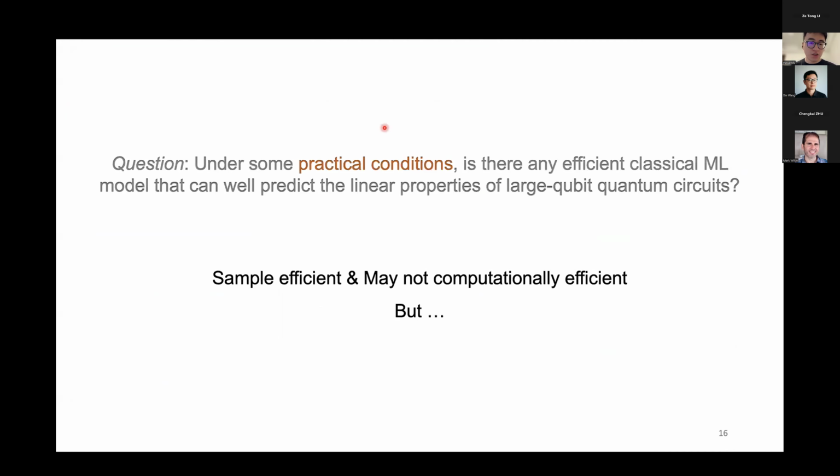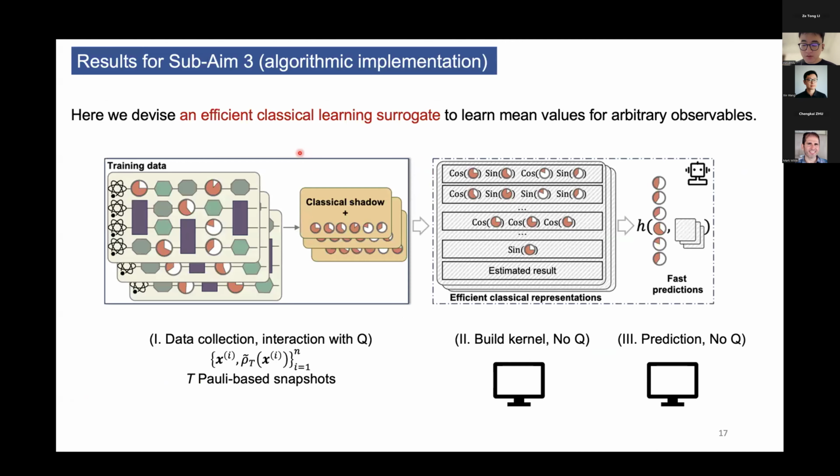Okay, now from the perspective of computational complexity, the result is very negative. So we should redefine our target. We are asking if we can impose some practical conditions to make the classical learning surrogate efficient. Because in the most general case, it's not efficient, right? So we need to narrow our objective. And in this way, indeed, we can deliver efficient classical surrogates for many practical problems.